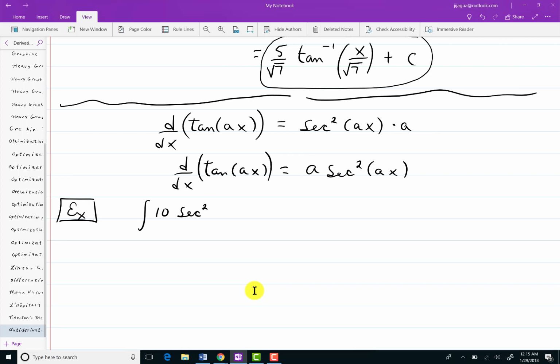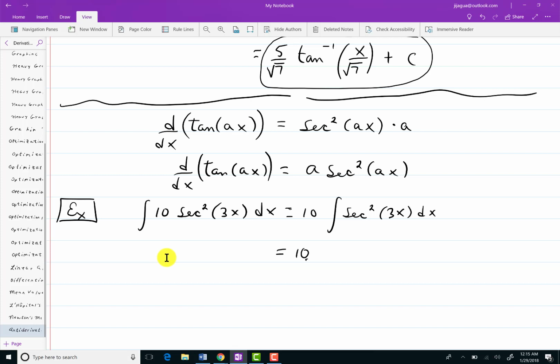Let's try another example. 10 secant squared of 3x dx. And if I'm trying to do this, I'm trying to match it up with the tangent of ax. So I need an a in front, and I need an a before the x inside of the parentheses. Well, there's nothing you can really do inside the parentheses, so I'm pretty much stuck with a being equal to 3. So I'll have my secant squared 3x dx.